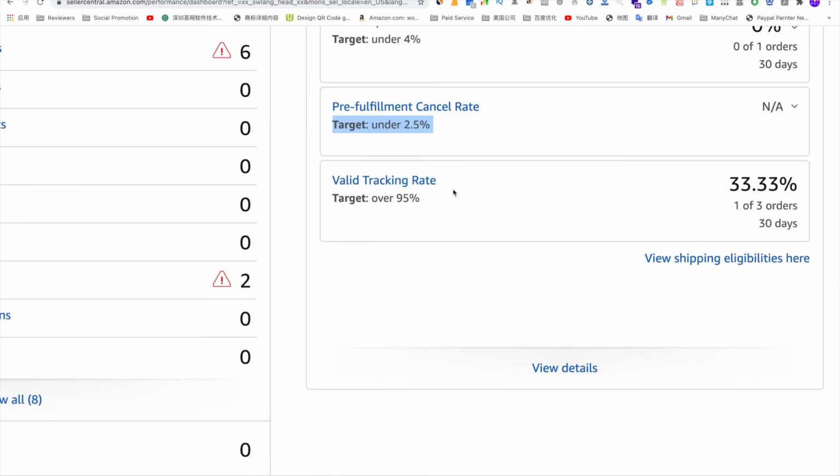Valid tracking rate is relevant to your courier tracking number. Say you send the products by DHL or FedEx or USPS, and they provide you with a valid tracking number. When you update that tracking number onto your order, Amazon will see it, and see that you meet these standards. But if you didn't upload the tracking number onto your order, or if you provide a tracking number that's not trackable, Amazon will see it as an invalid tracking number, and your valid tracking rate will fall. The valid tracking rate should be over 95%.